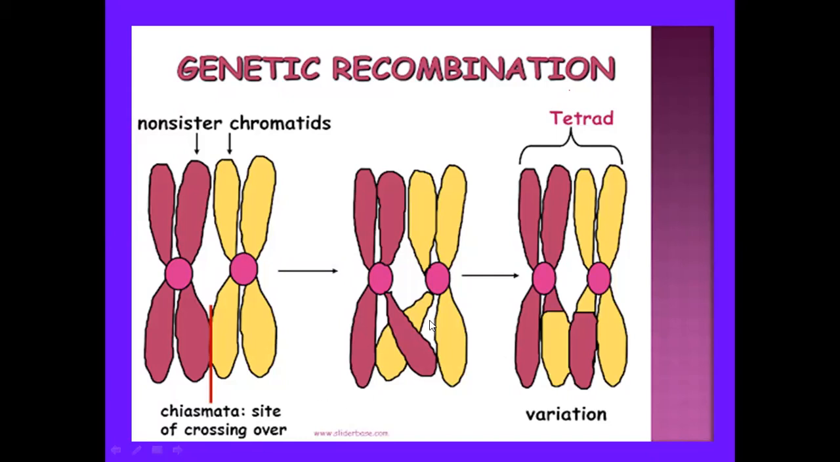See here in this diagram, crossing over is shown. Exchange of genes occurs. Due to exchange of genes, recombination takes place, and due to recombination, variations occur, and due to variation, evolution takes place. This is a tetrad. The tetrad is shown here. These are homologous chromosomes. One chromosome is maternal, another one is paternal, and crossing over takes place between non-sister chromatids. These are two non-sister chromatids.